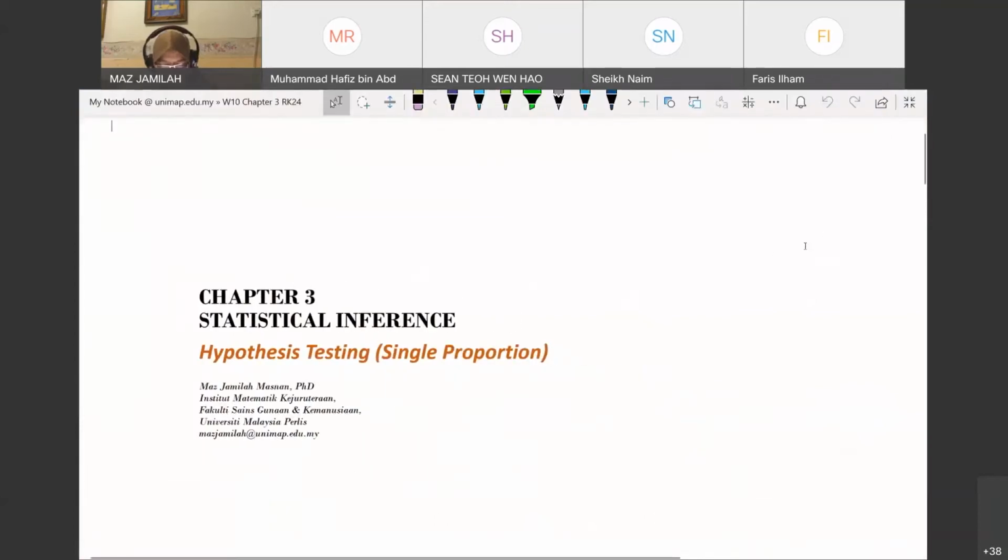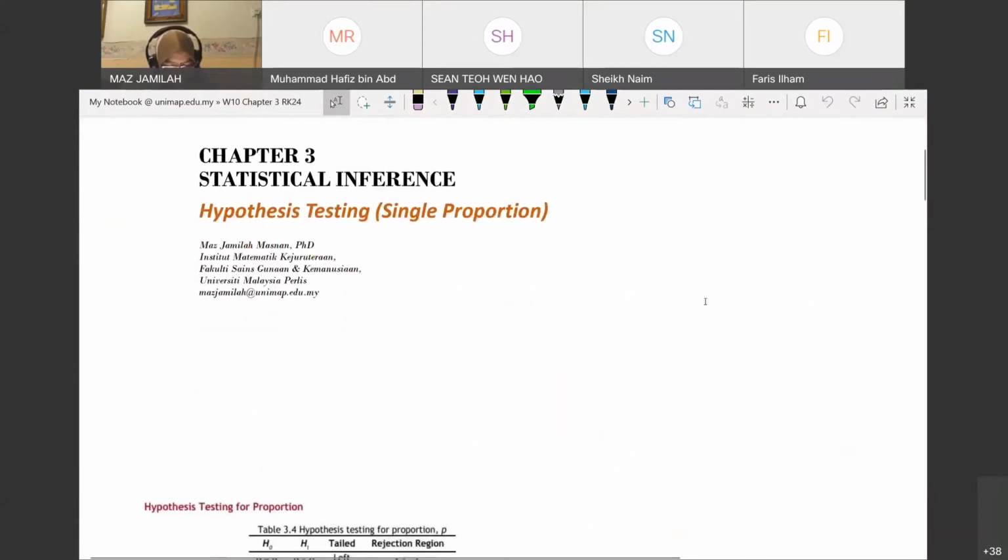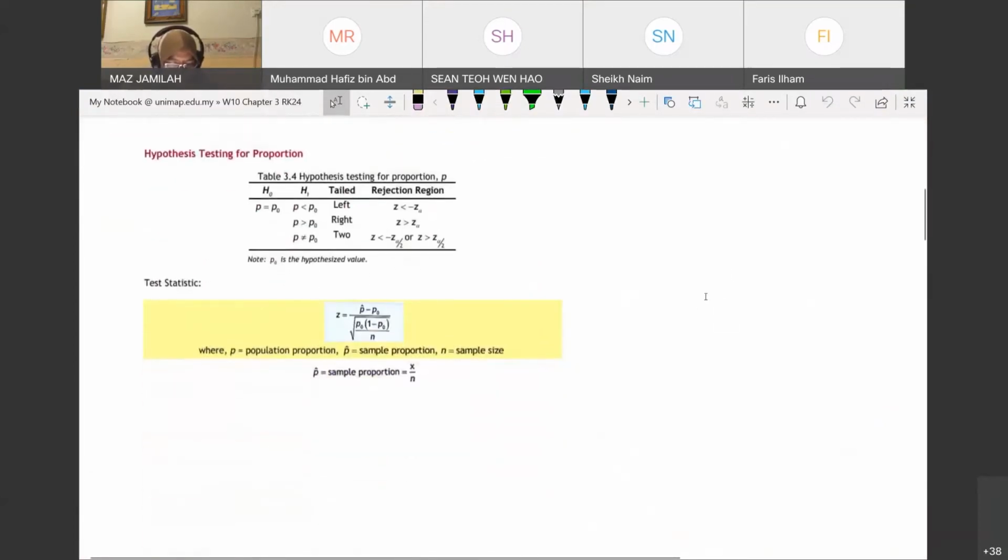It is almost the same, but much simpler when dealing with proportion, because you don't need to worry about the condition of your sigma and the condition of your number of samples. Now, for hypothesis testing for proportion, it is almost the same. We have three types of tests: two-tail test, one-tail test, whether it would be left-tail test or right-tail test, and also we will have the rejection region.